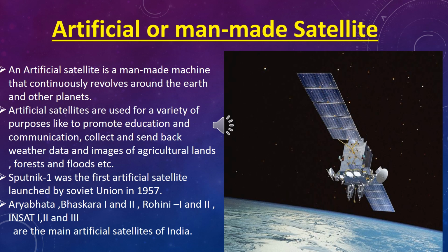Sputnik 1 was the first artificial satellite launched by the Soviet Union in 1957. Aryabhata, Bhaskara 1 and 2, Rohini 1 and 2, INSAT 1, 2 and 3 are the main artificial satellites of India. So all the pictures we get of floods or a lot of rain or if a storm is there, all these data we get with the help of the satellites only, because these satellites keep an eye on the surface of the earth.